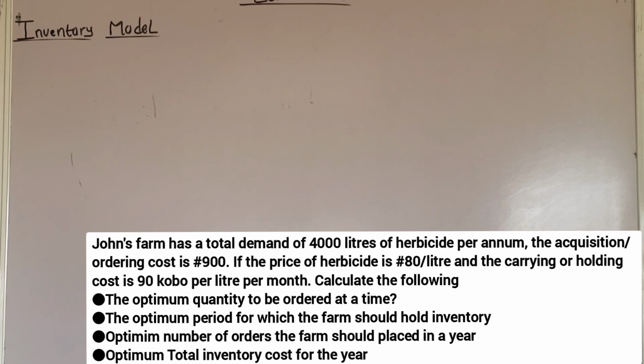liter per month, find the following: the optimum quantity to be ordered at the time, the optimum period for which the farm should hold inventory, the optimum numbers of orders the farm should place in a year, and the optimum total inventory cost for the year.